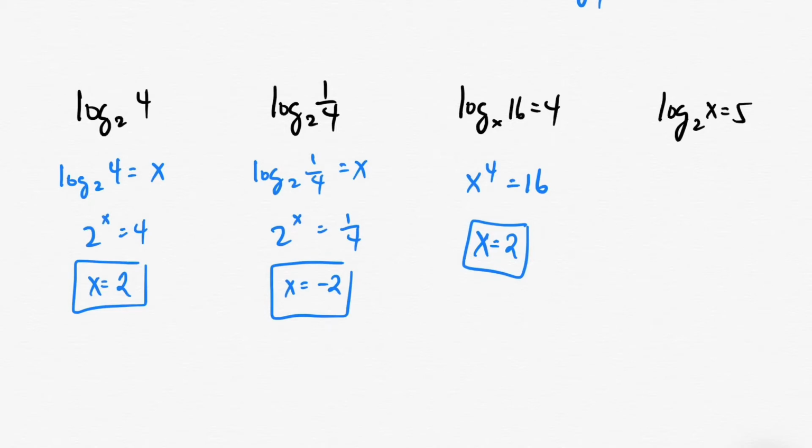Now let's try the last one where we are missing the one at the center. Let's convert it into its exponential form. 2 raised to 5 is equal to x. So the answer here is 32 because 2 raised to 5 is 32.